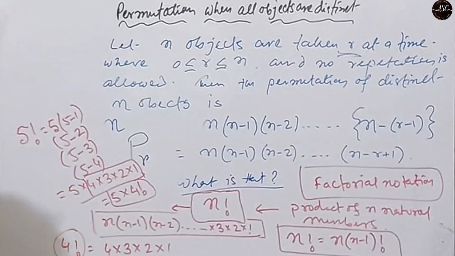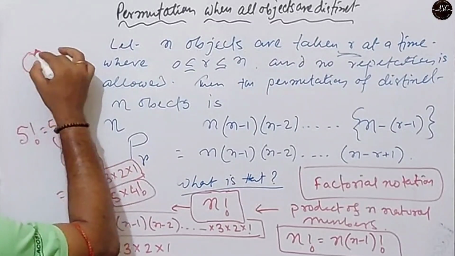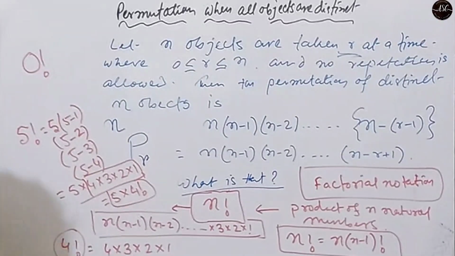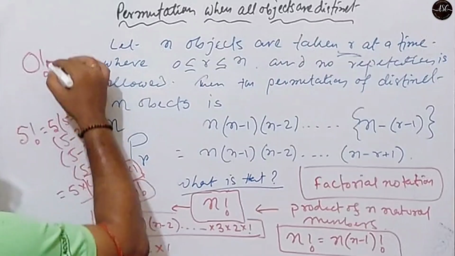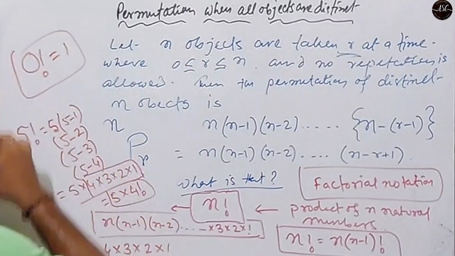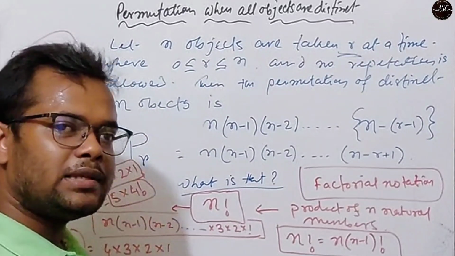One more important thing: if you have 0 factorial, what is the value of 0 factorial? Always it is 1. So this should be remembered. Now we will practice some examples and exercises.